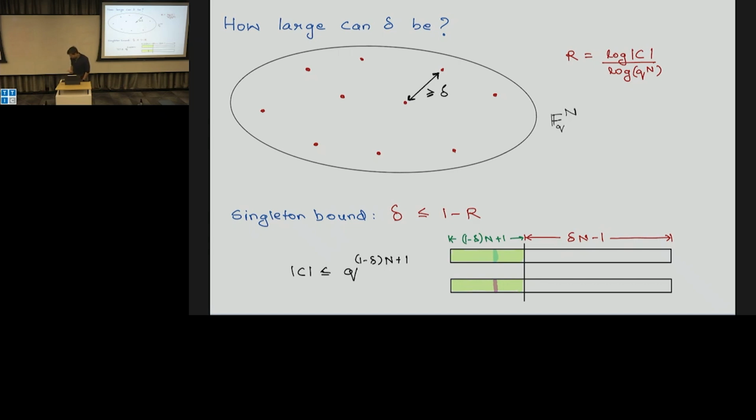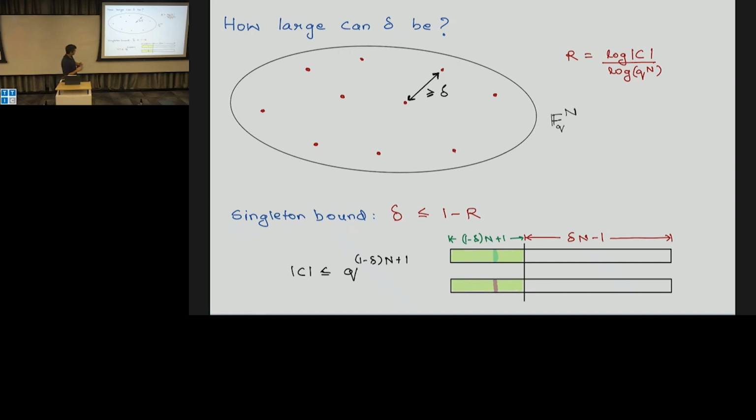And there is a nice bound called the Singleton bound, which doesn't come from a singleton set, but from a person called Singleton. It says that the distance is always, again, these are both fractions, delta and R, at most 1 minus R.